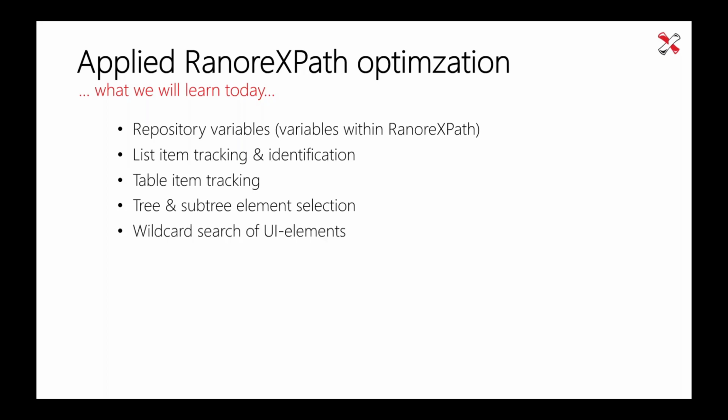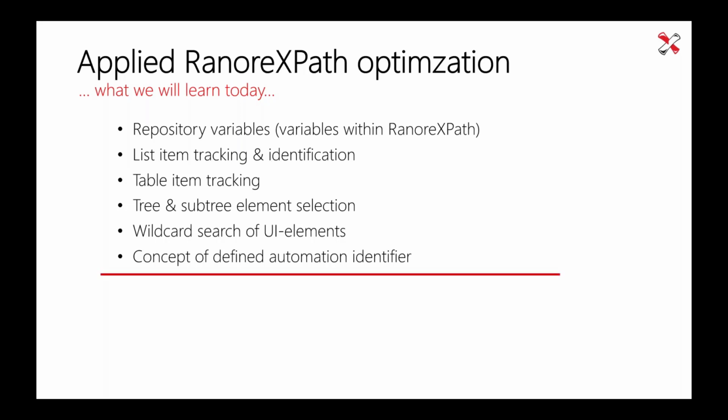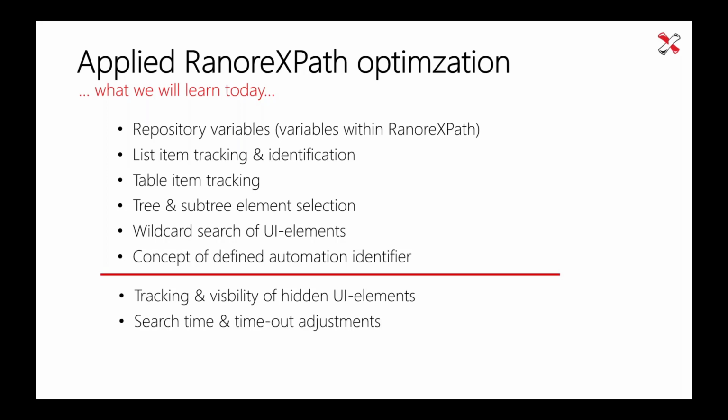I will show you how to use wildcards to search for UI elements. And at the end, I would like to introduce the concept of defined automation identifiers. And some things along the way will be tracking and having a look at the visibility of hidden UI elements, of course.